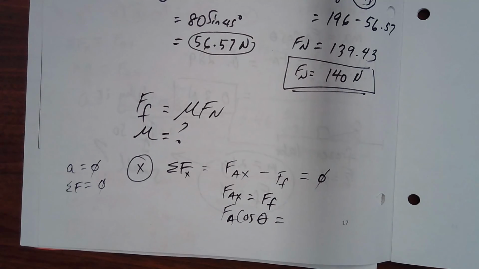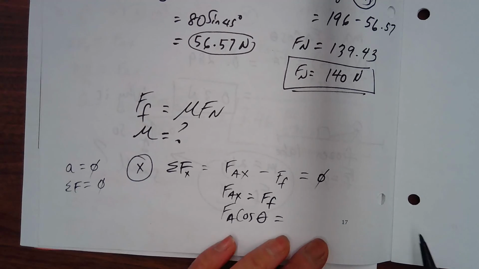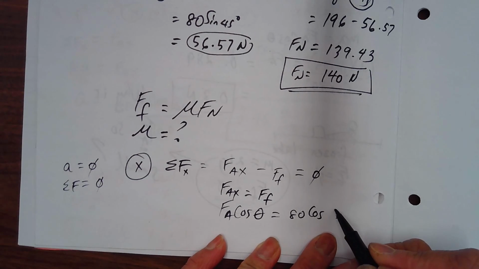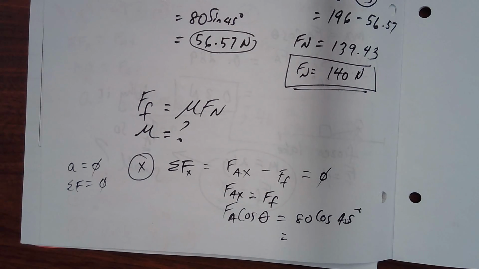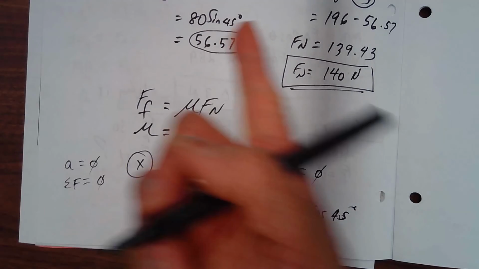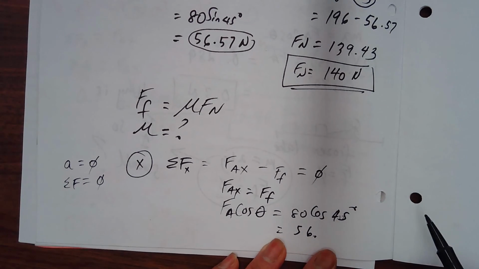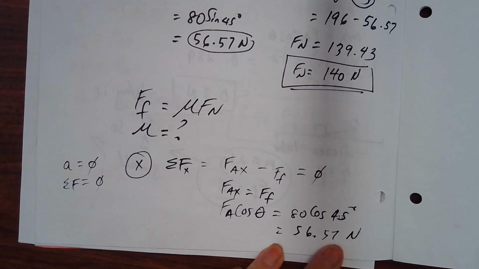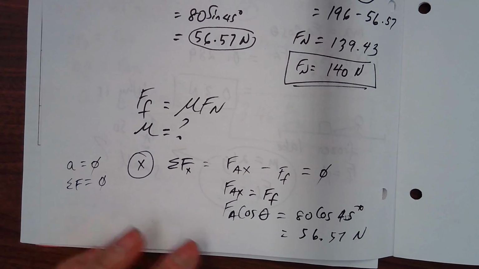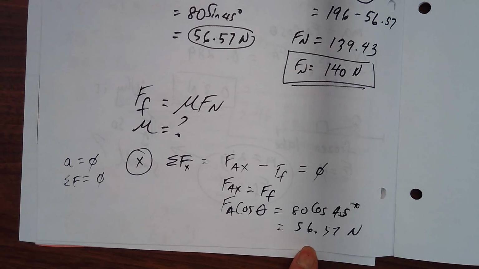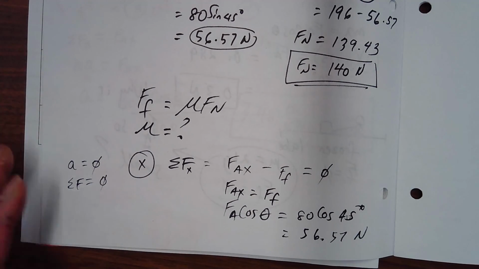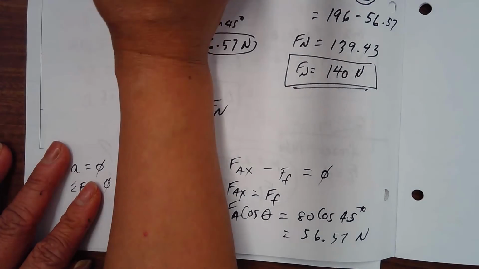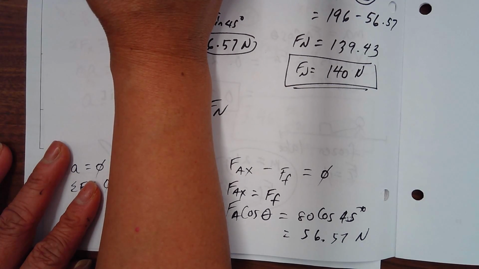So Fa is 80 cos of 45, and that's going to be, oh, you guys are quick, 56. Yes, that's right. We actually did calculate that already. 56.57 newtons because of the 45 degrees. That would have saved you 1 minute there. So we know that this is the Fa of x, which is the same as Fa of y. Done. So the frictional force is 57 because of the 2 sig figs. So 57 newtons goes there.